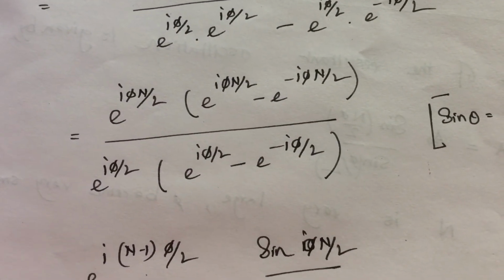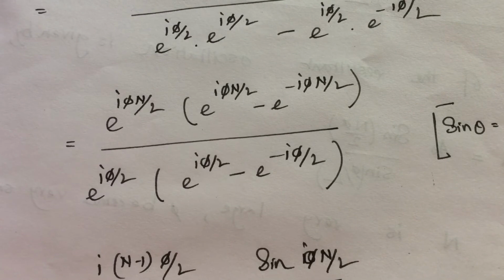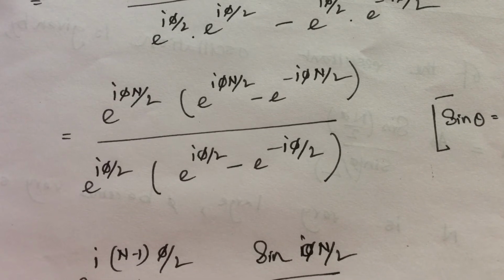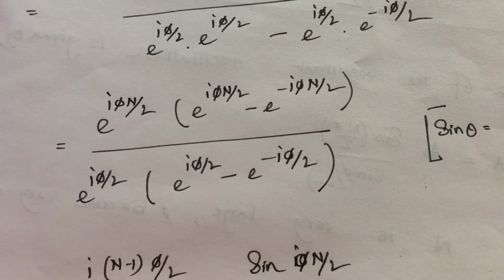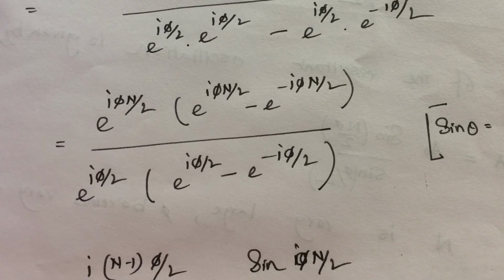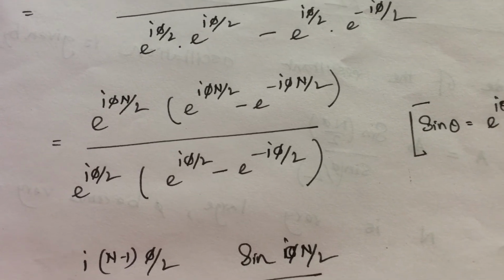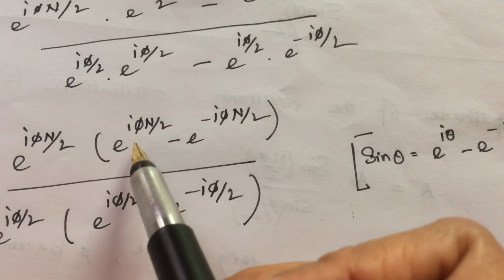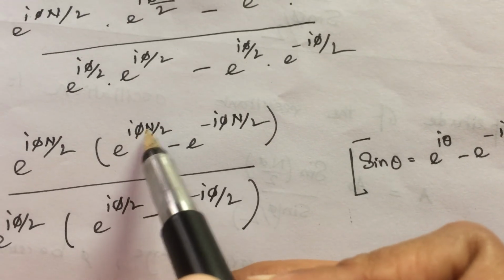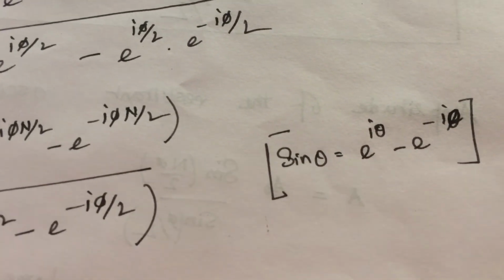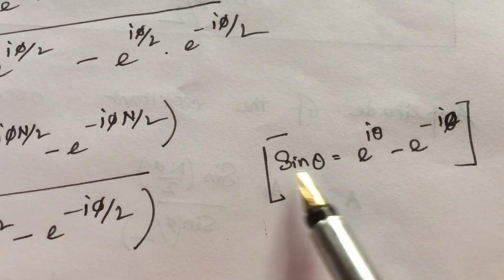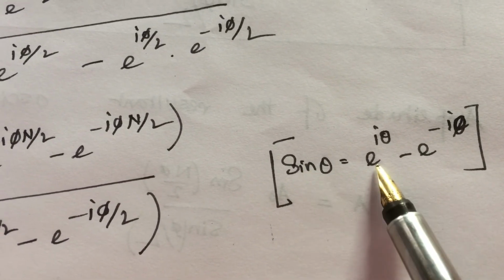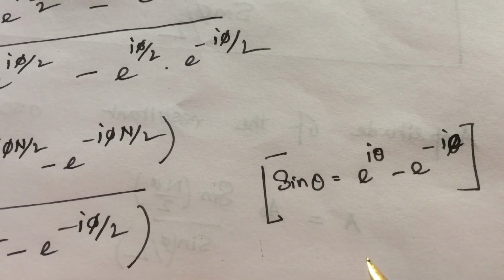Let me take e to the power iφn by 2 common from the numerator, and I am left with e to the power iφn by 2 minus e to the power minus iφn by 2. In the denominator, I will have e to the power iφ by 2 into e to the power iφ by 2 minus e to the power minus iφ by 2. Now the quantity here is nothing but sine nφ by 2, because we know this is a normal trigonometric identity. Sin theta is equal to e to the power iθ minus e to the power minus iθ (divided by 2i). If it's cos, then it would be e to the power iθ plus e to the power minus iθ.